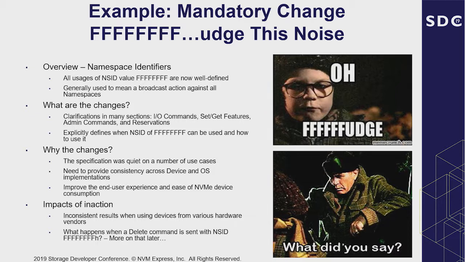Here what we've got is, you'll notice one of the changes is with namespace IDs. We have this general usage for FFFF, 8 Fs here. And what it generally means is that we're broadcasting that action to all of the namespaces inside of the subsystem, okay? But the thing here is that we didn't explicitly define it for every single command, right?